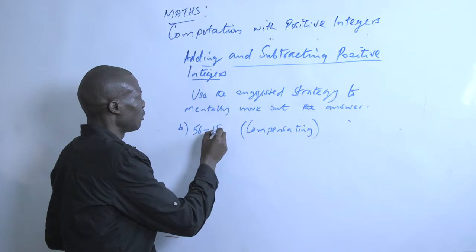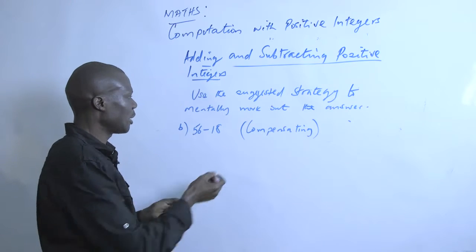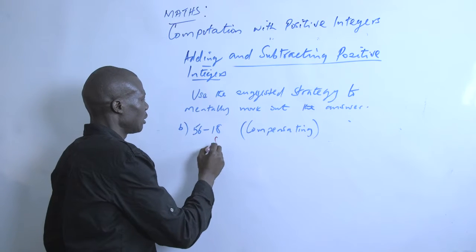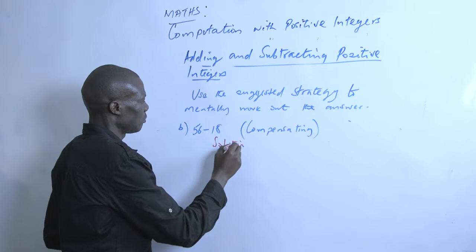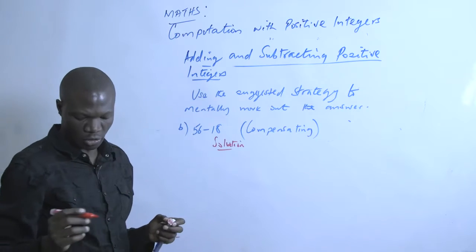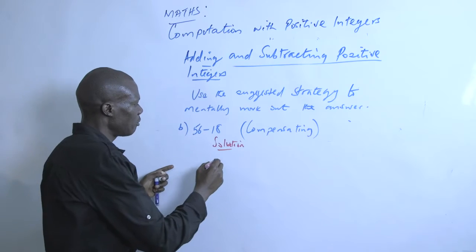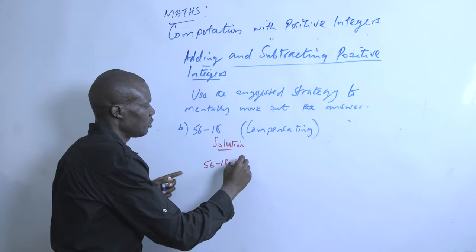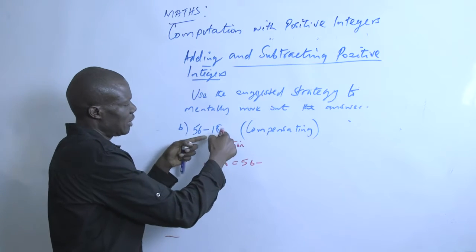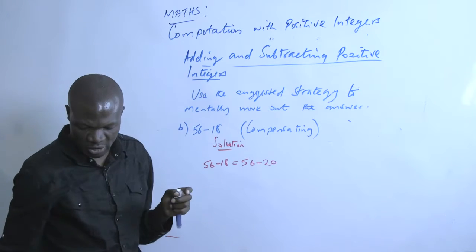56 minus 18, using compensating. And our solution: we find that 56 minus 18 is closer to 20, so we shall give in 20.